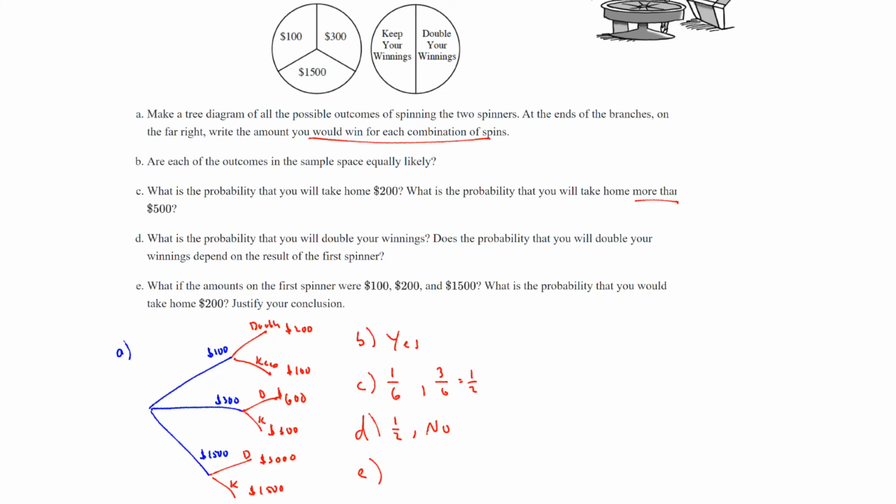And then E, what if the amounts of the first spinner were 100, 200, and 1500? What is the probability that you would take home 200? Justify your conclusion. So now, if it's 100, 200, and 1500, if you get 100 and you keep, then that would be 100. But if you double, that would give you 200. So that would work. If you spin 200 and keep, that would get you 200. And the 1500 is not going to work either way. So it looks like the probability would be 2 out of 6, or 1/3 probability for that one.